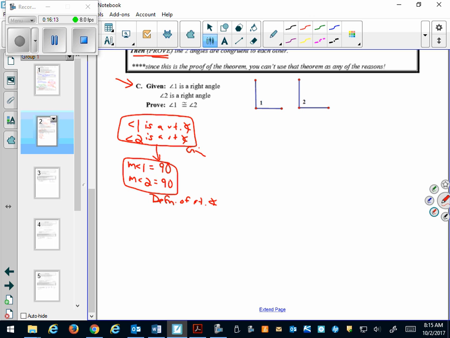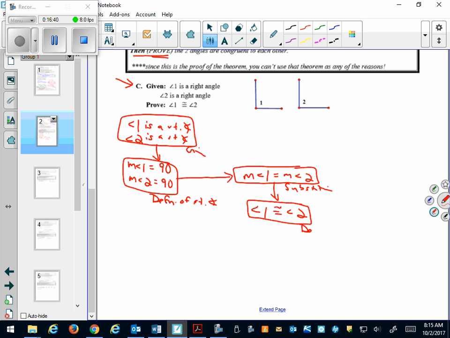Now, when you have two things that are equal to the same number, what can you do with them? Set them equal to each other by substitution. So the measure of angle 1 equals the measure of angle 2 by substitution. And therefore, angle 1 is congruent to angle 2 by what reason? If their measures are equal, you could say they're congruent. Definition of congruent.